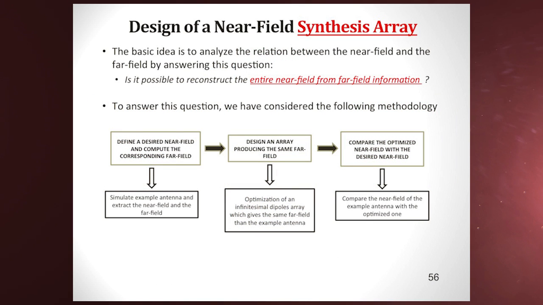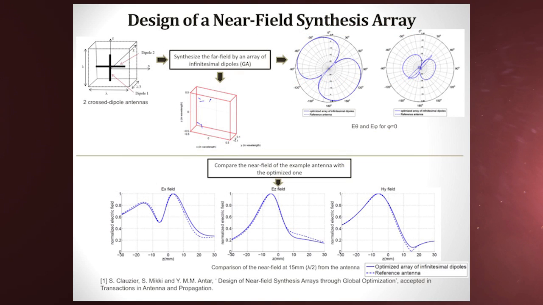So here is an example. The basic idea is: is it possible to design an antenna that will give you a certain far field? If you have a certain far field, a focused far field, and so on, how would you design your antenna to produce that field? Following this procedure, I'll explain the results here. What you have is two cross dipoles like this, and they're producing this far field here.